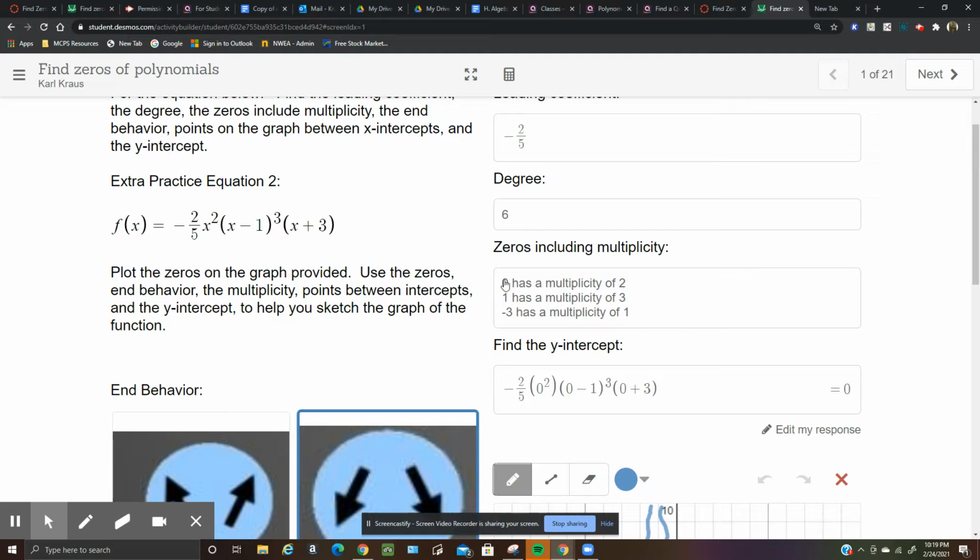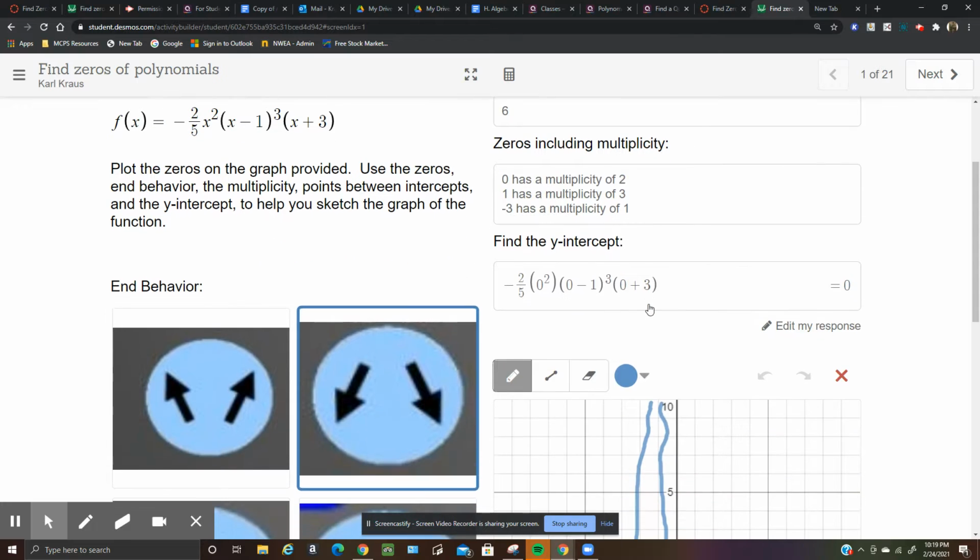0 has a multiplicity of 2. 1 has a multiplicity of 3. And -3 has a multiplicity of 1. If I add those together, 2 plus 3 plus 1 is 6. The y-intercept, plug a 0 in for x, and I get 0.